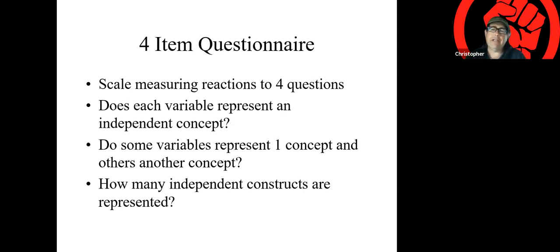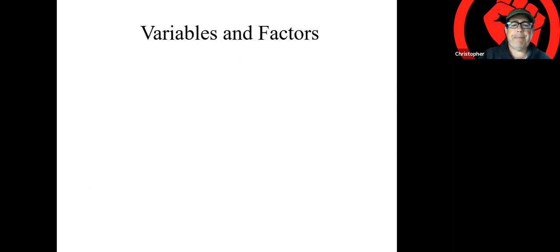Just as a quick example, let's say we had a four item questionnaire. We've got four different questions, and we're going to ask how many independent constructs are represented by them. We can do this kind of graphically. One thing is, it could be that these four items are completely unrelated to each other. It could be that two of the items are related to each other, but not to the others, and the other two are related to each other, but not the others. So what we're interested in is how many independent constructs are represented.